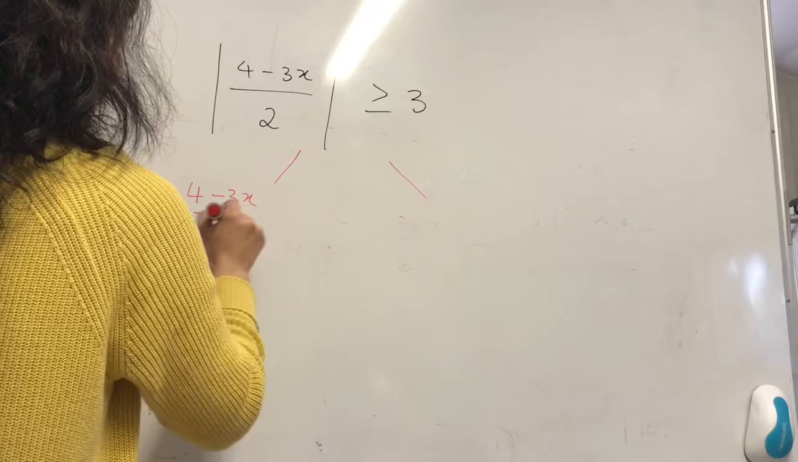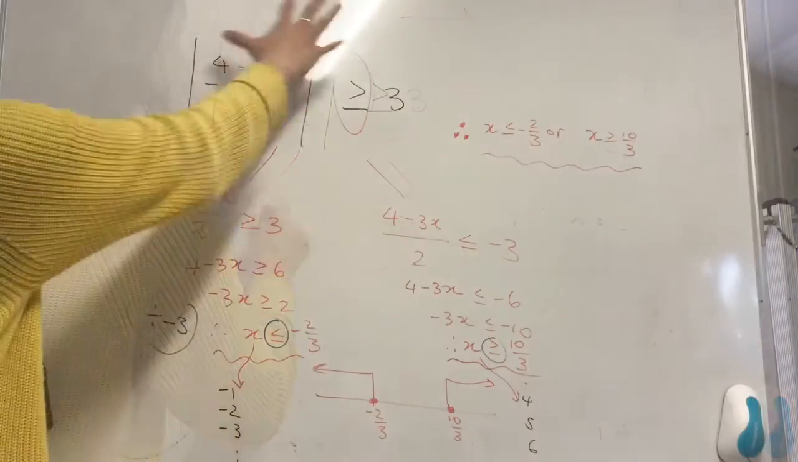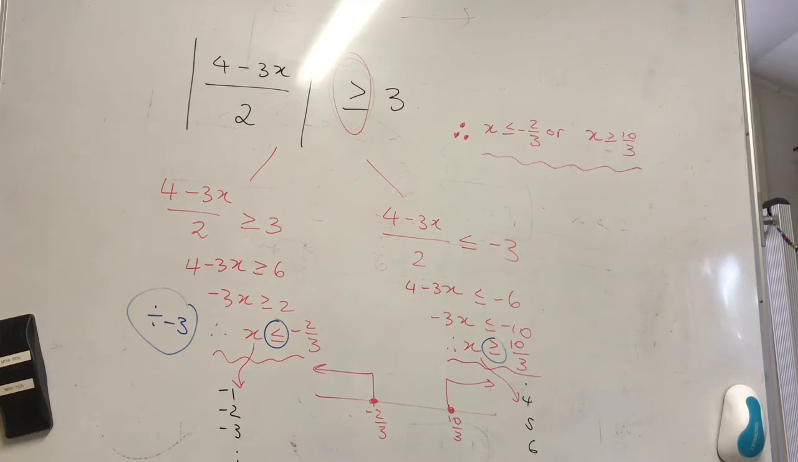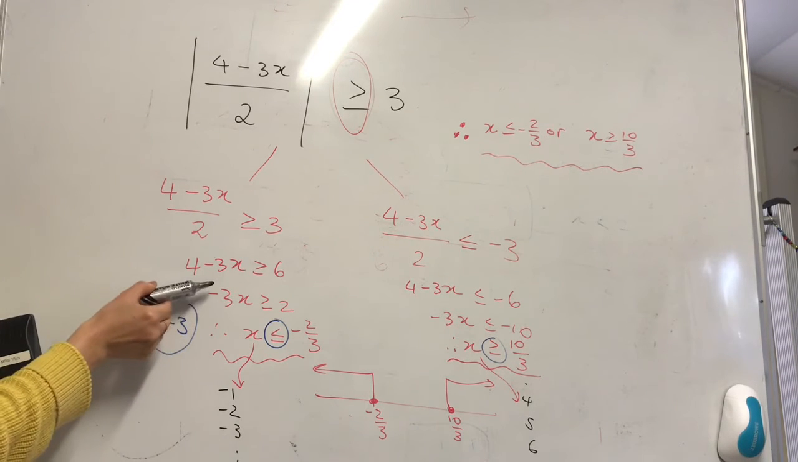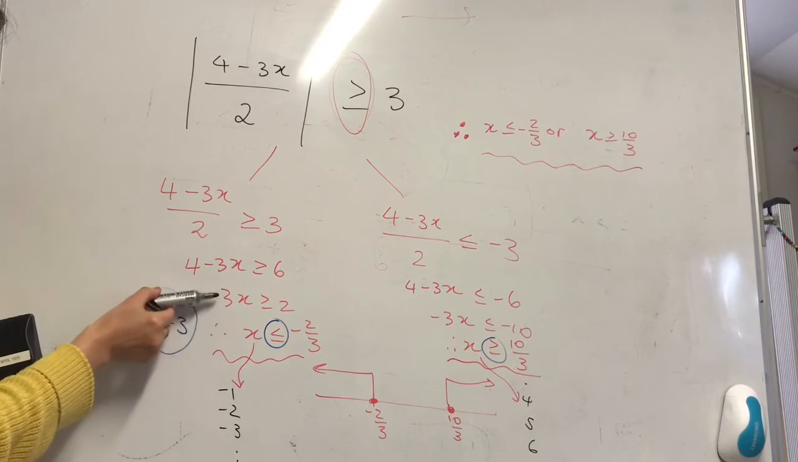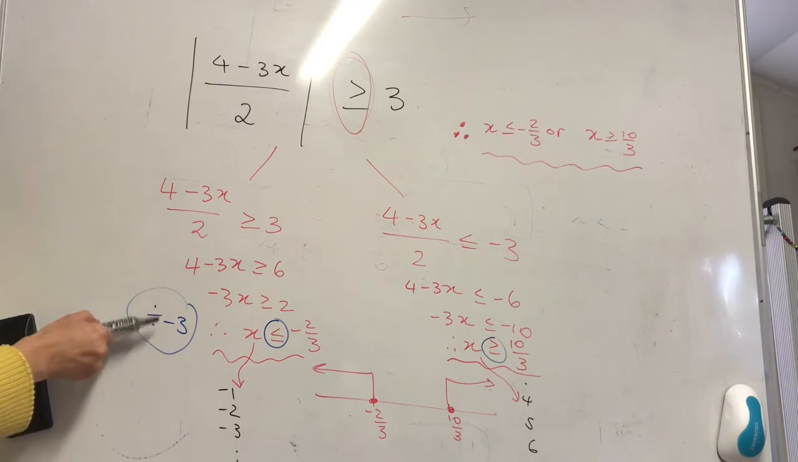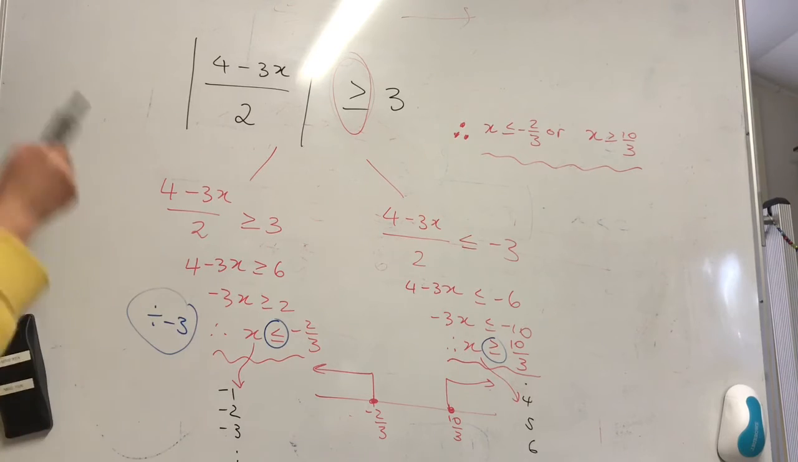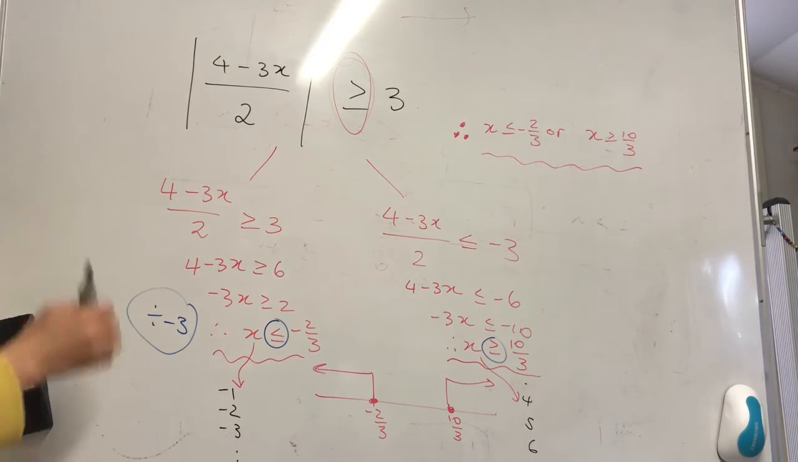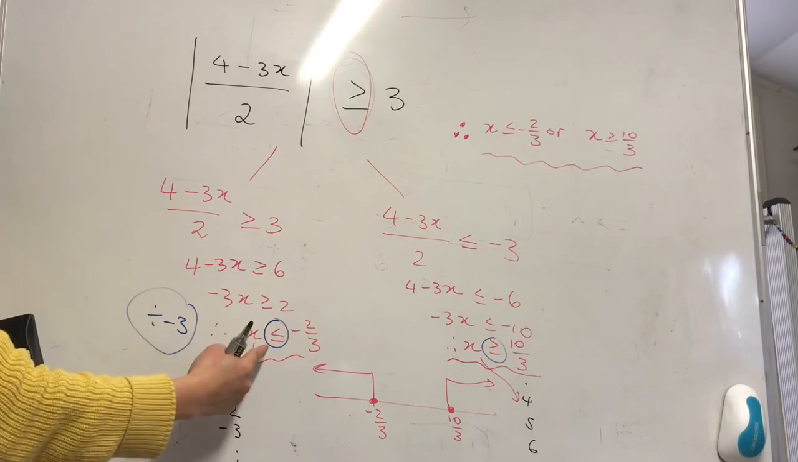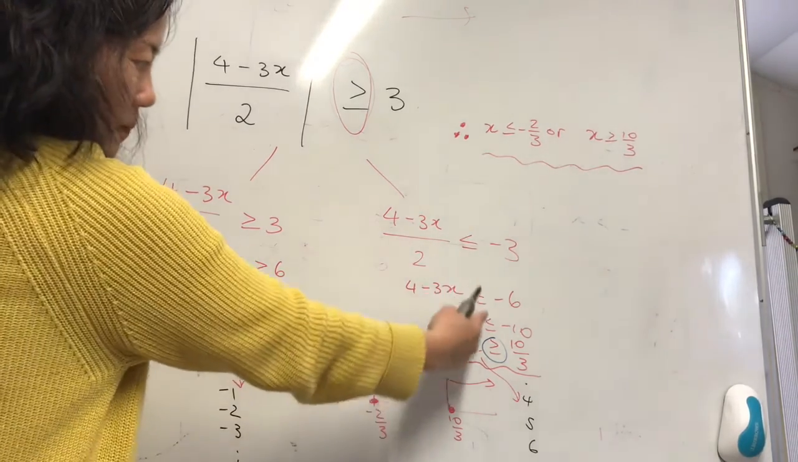Do you want me to pause it? Yeah. So I've just done the solution here. The only thing you have to be very, very careful about is when it comes to going from here to here. When you divide to make x by itself, you're dividing by minus 3 on both sides. When you divide by a negative number, the inequality sign changes. Okay? Same thing happens here.